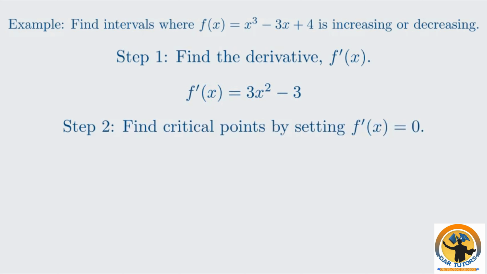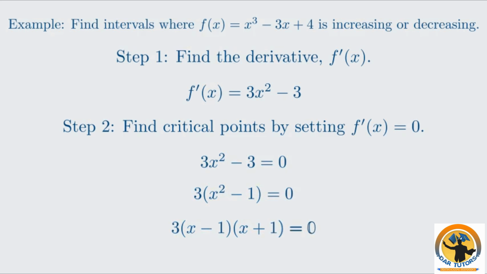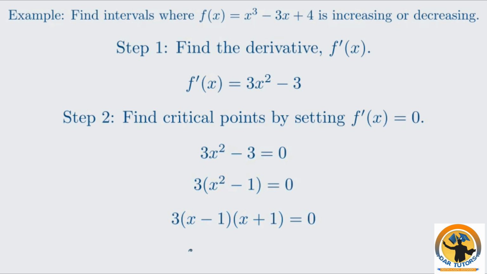Next, we need to find the critical points, which are the x values where the derivative is 0. We set f prime of x equal to 0 and solve for x. Factoring out a 3 gives us 3 times the quantity x squared minus 1. This is a difference of squares, which factors into 3 times x minus 1 times x plus 1. Setting this to 0 gives us x equals 1 and x equals negative 1.